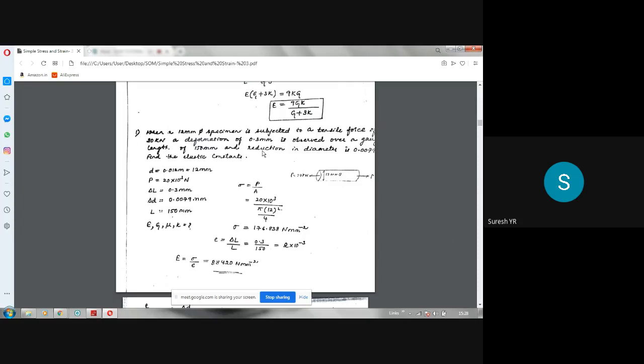Now another data he has given is the reduction in diameter, which means delta D. Naturally, when the length increases, the diameter reduces. So when elongation takes place in the linear direction, reduction takes place in the lateral direction. Here the lateral or transverse direction is the diameter direction. So what is the reduction in diameter? That is delta D, 0.0079 mm. This is the data given. From this data, we have to compute all the four elastic constants E, G, mu and K.